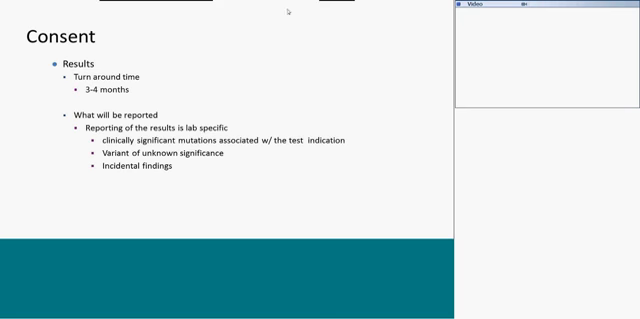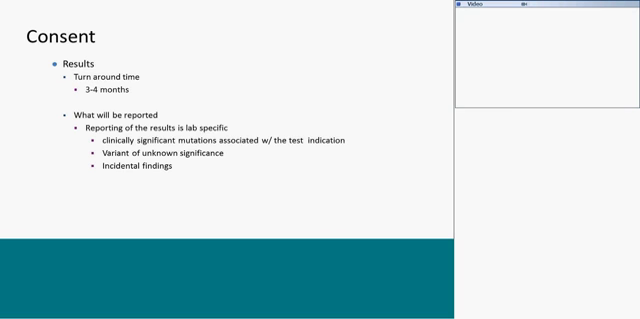How long does it take to get the results? 3 to 4 months, because it's a lengthy process, as I explained to you. What will be reported? There are 3 main things that will be reported. One is that you find a mutation that can explain the disorder, period. Wonderful. That is why we are doing the test, and you found it.